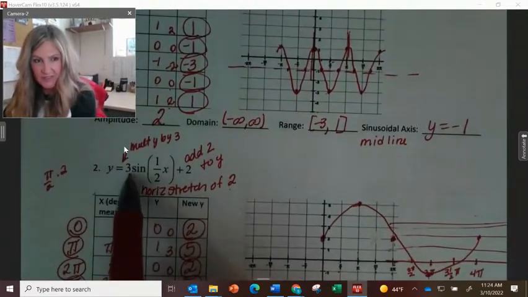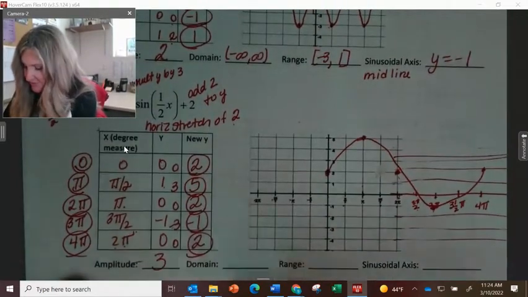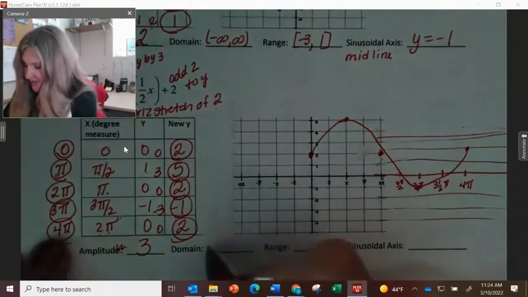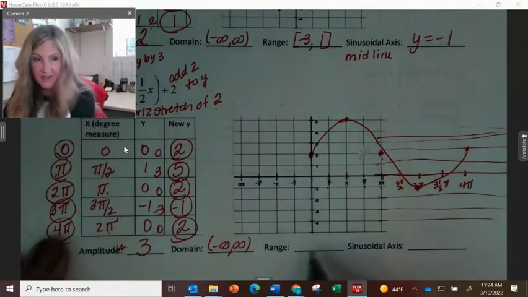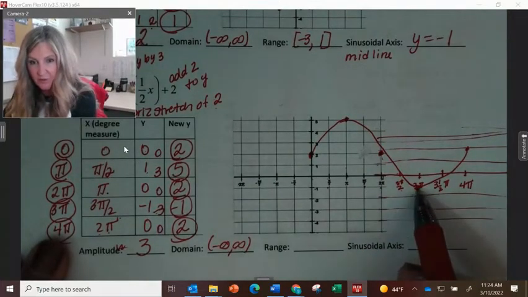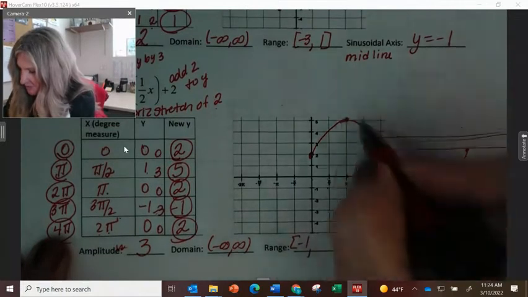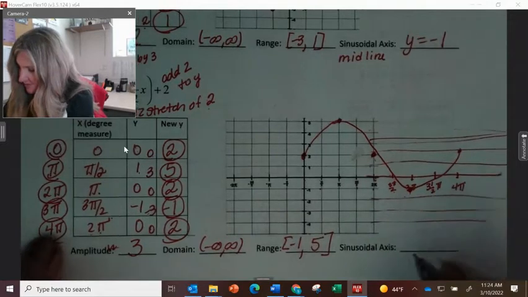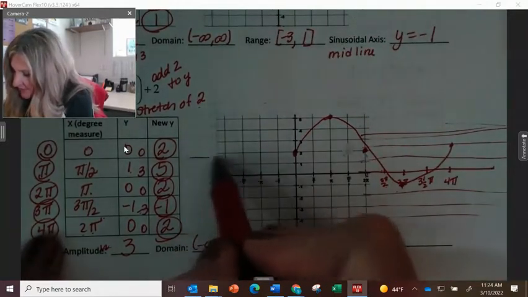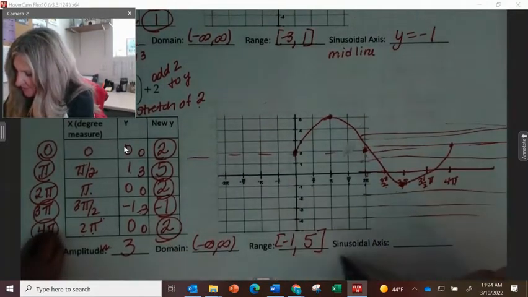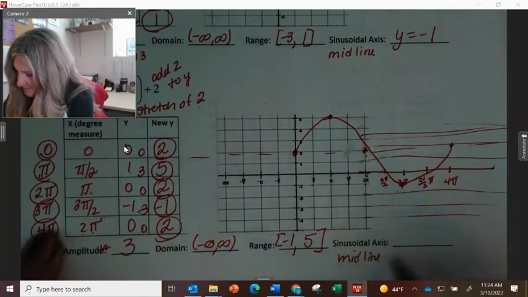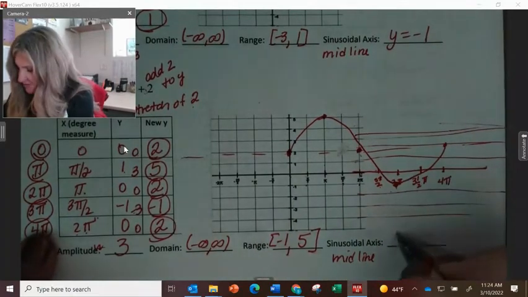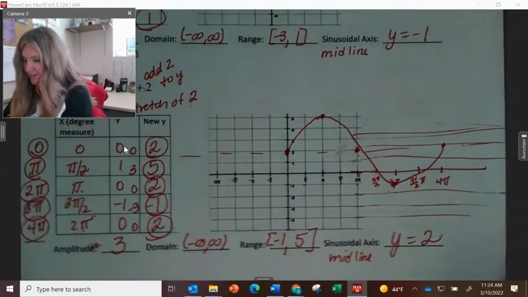The amplitude is always this number right here in front, so the amplitude is going to be 3. It's not a -3, that just was my pen. The domain is going to go from -infinity to infinity. The range, we look at our lowest number up to our highest number. And the sinusoidal axis is always right down the middle, also called the midline. That's always going to be this number right here, how much we shifted up or down. So that equation is going to be y equals 2.